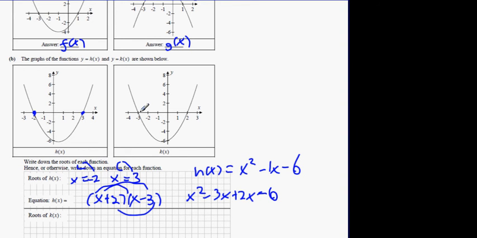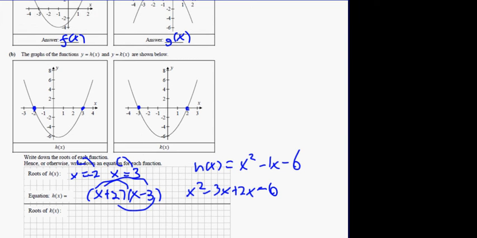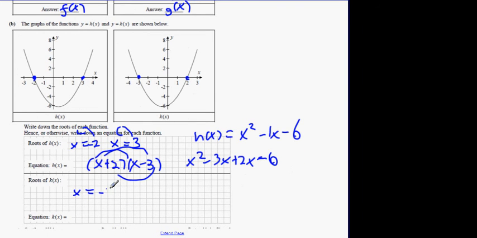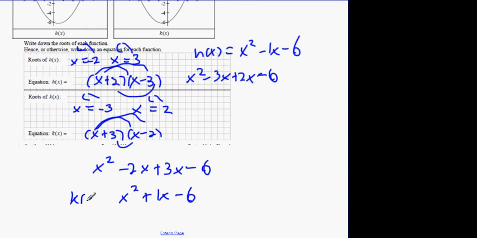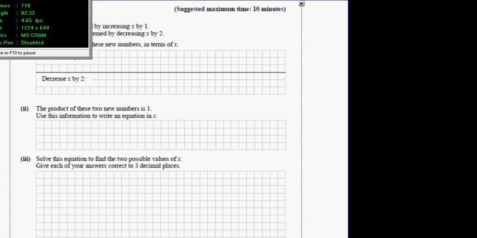Now for k of x, the roots are minus 3 and 2. So x equals minus 3, x equals 2. Then for the equation, we bring these over to the other side, and we say that the equation k of x equals x plus 3 times x minus 2. We multiply this out, and what we get is x squared minus 2x plus 3x minus 6. x squared plus 1x minus 6 is the function k of x. Okay, so next one, number 11.